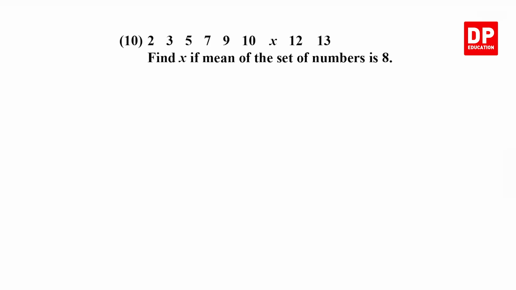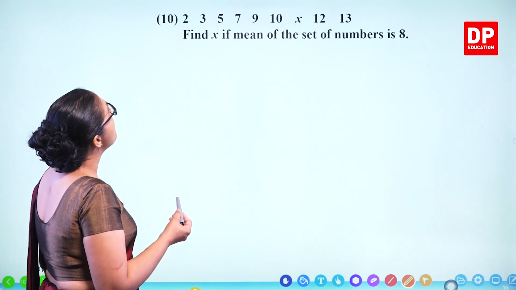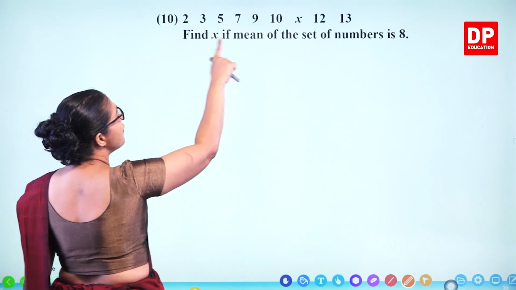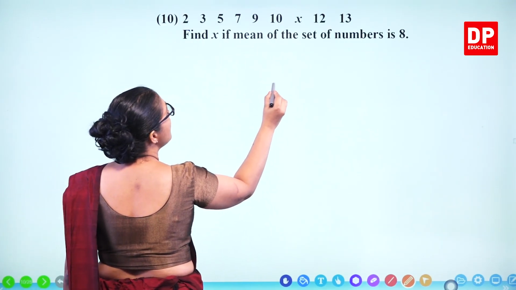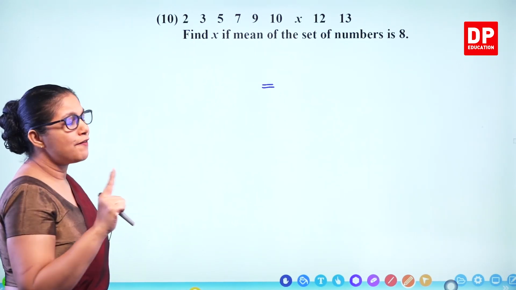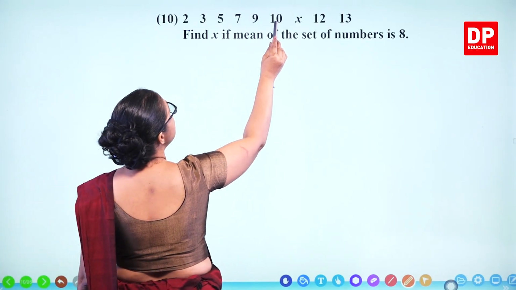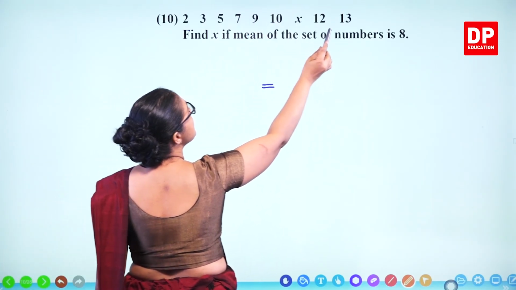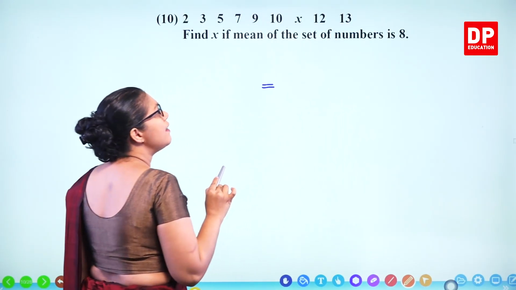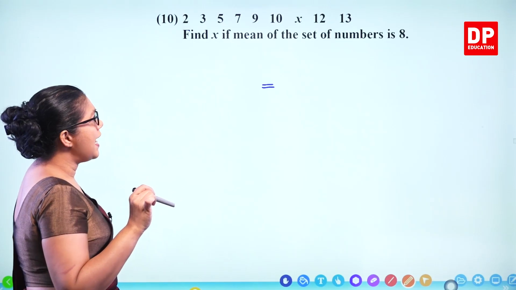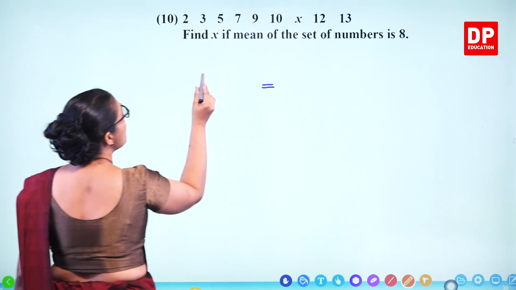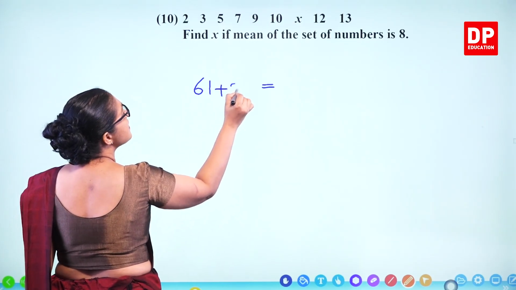Question number 10. Find x if the mean of the set of numbers is 8. So mean is the total divided by the number of numbers. So that's equal to 8. So what's the total? 2 plus 3, 5. 5 plus 5, 10. 10, 10, 20, 29, 36, 46, 48. Then 48, 58, 59, 60, 61. 61 plus x.